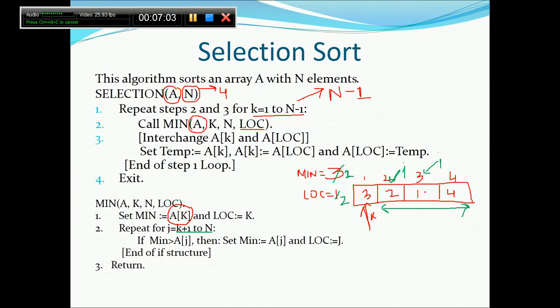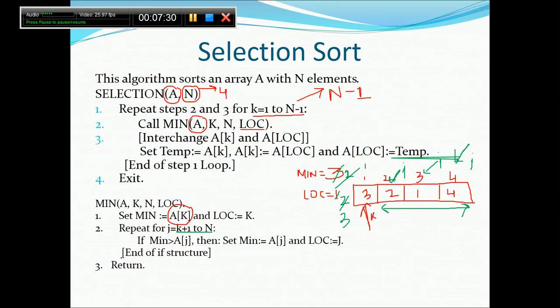So the current j, a of j is 1. What is the minimum? It is 2, and 1 is less than 2, so it will be updated, and this will be updated to 3. Now the j will go from here to here. This time it is 4. The current minimum is 1, and 4 is not a minimum anymore, so 1 is the minimum.